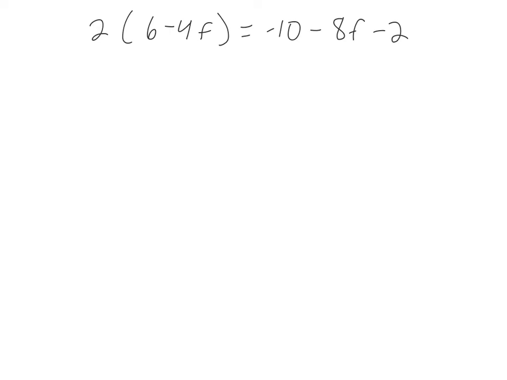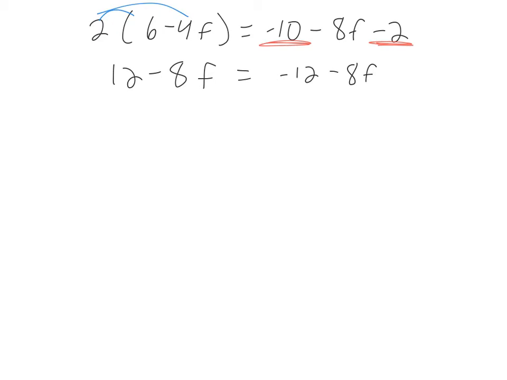Okay, this next problem is going to have some work done to it first. First thing we'll do is distribute this 2, which will be 2 times 6 is 12, minus 2 times 4 is 8f. So 12 minus 8f equals, then I'm on the same side of the equal sign on the right, so I can combine this -10 with this -2 to be -12 minus 8f.